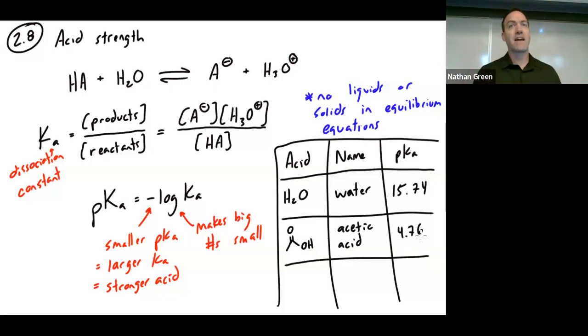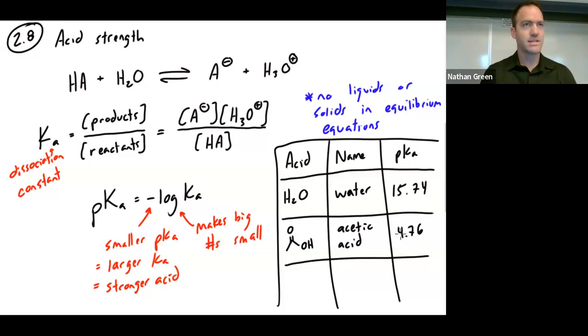These numbers are very different. I know that 15 and 4 don't seem that far apart, but remember, that's 11, not 1. 1, 2, 3, 4, 5, 6, 7, 8, 9, 10, 11. That is 1, 10, 100, 1,000, 10,000. I don't know what 11 zeros is. Do I know what 11 zeros is? It's a lot. 11 billion.